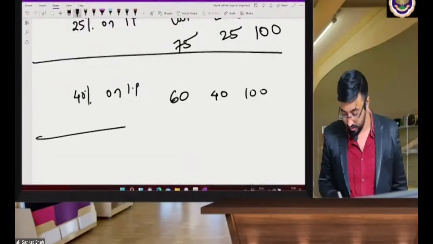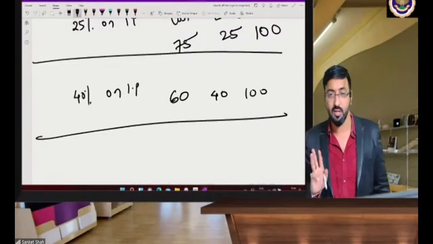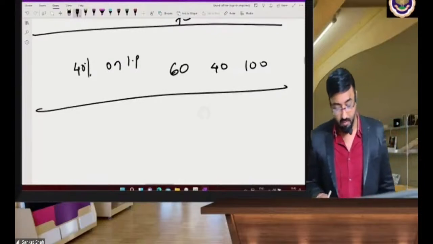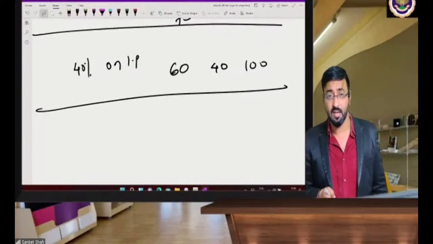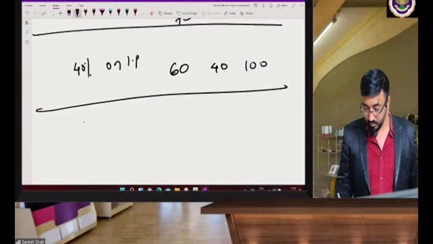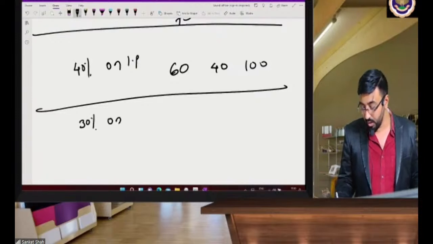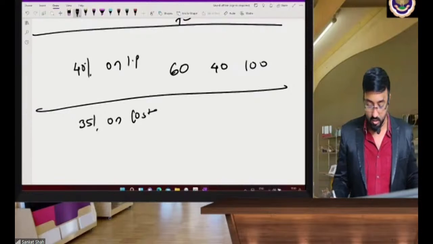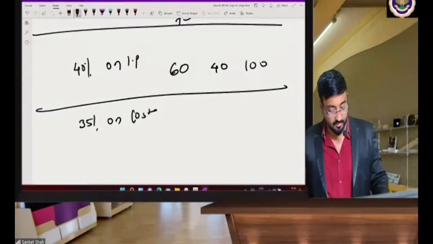Chalo, next one. I'm asking you three questions now. Only three questions. If you are getting this concept, it's okay. Otherwise, leave it. Okay, 40% on invoice price. Everyone must get this answer. I told you the shortcut. Let's see. Now 35% on cost. 35% on cost. Let's see how many of you are answering this.